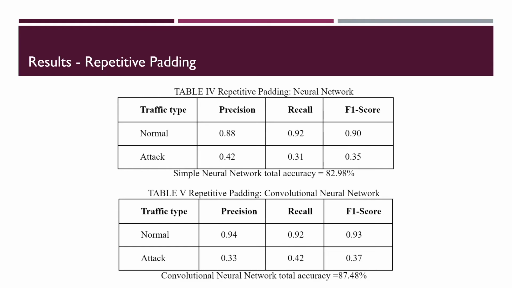For the repetitive padding for the convolutional neural network, the results were also similar, with a total accuracy of 87.48%. And on the next slide, we will compare the two side by side and explain in more detail.